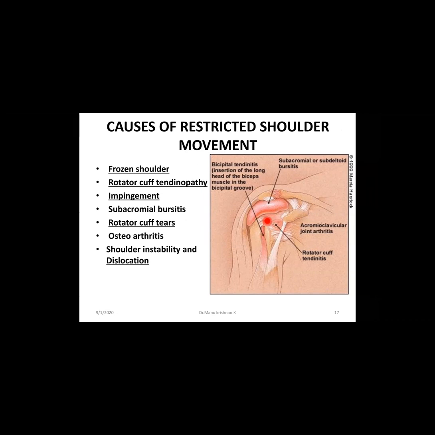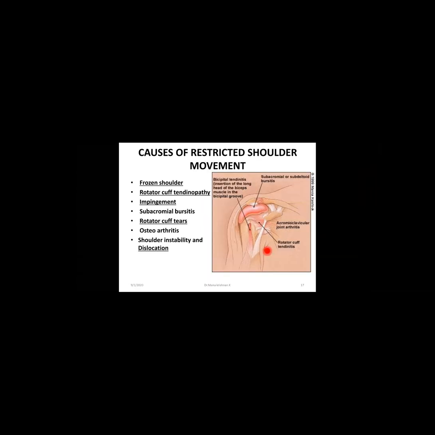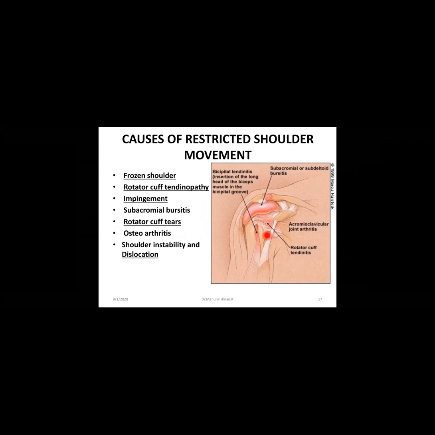Then we have another condition called impingement, which has been represented here in the diagram. You can see this is called the subacromial bursitis. The subacromial bursa sometimes gets inflamed. So if it gets inflamed, you won't be able to abduct the arm. If you abduct the arm, there will be a sudden pricking pain over that particular region. And that is the subacromial bursitis. Then the rotator cuff muscles, if any injuries happen to them, will restrict the movements of the shoulder joint.